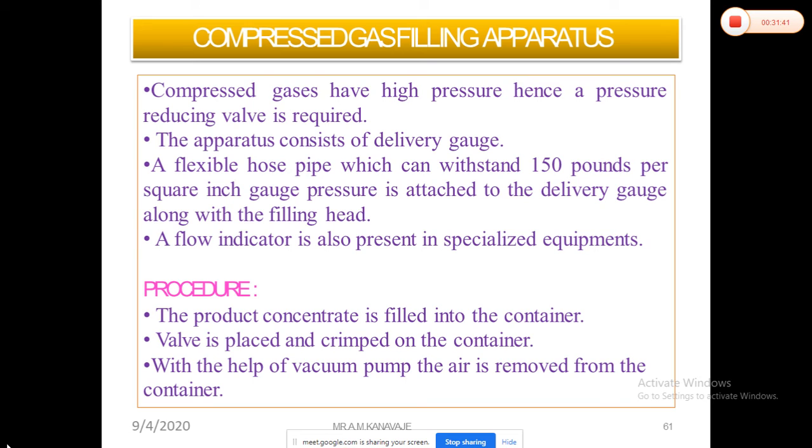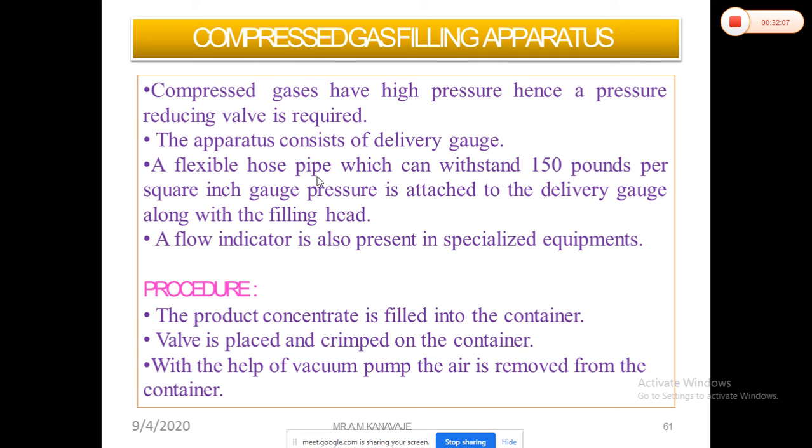And in the cold filling apparatus, what is the main aim? In this method, the product concentrate and the propellant are chilled to below -40 Fahrenheit and then filled into the container, and then the valve is placed and the further process remains the same. So this is all regarding the manufacturing of aerosol formulations.